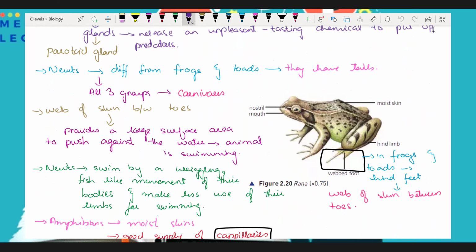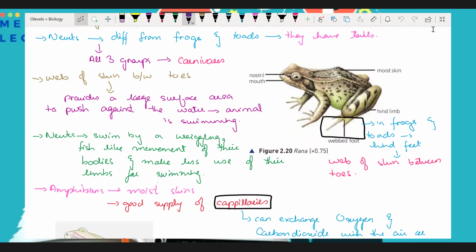For example, here you can see this is a frog's foot. Now, in frogs and toads, the hind feet, right? This one that I have just underlined, this hind foot has a web of skin between the toes. So I believe you can see that web of skin between the toes. Now that is very crucial because it provides a large surface area to push against the water while this frog is swimming, right?